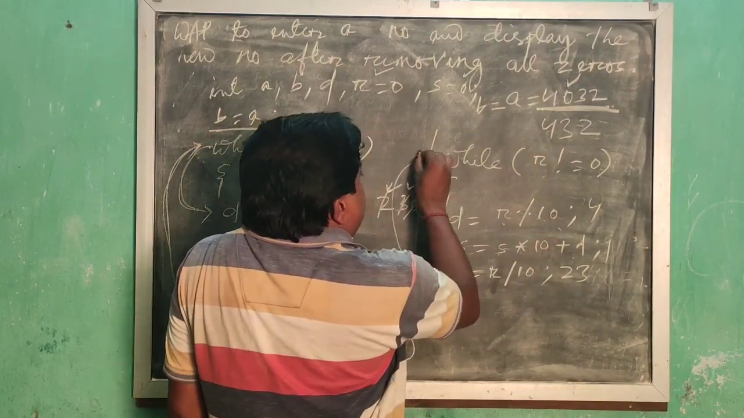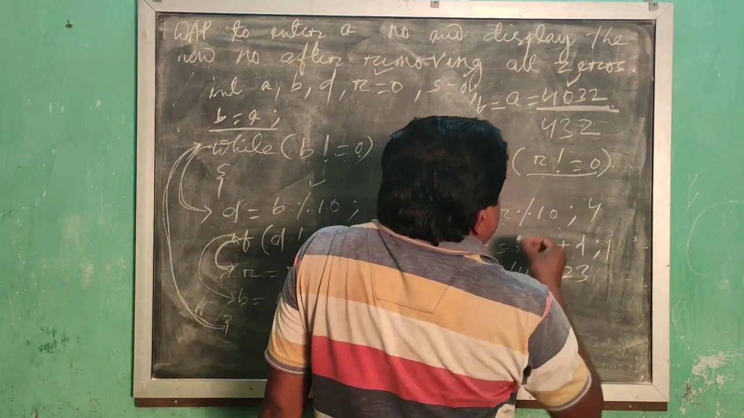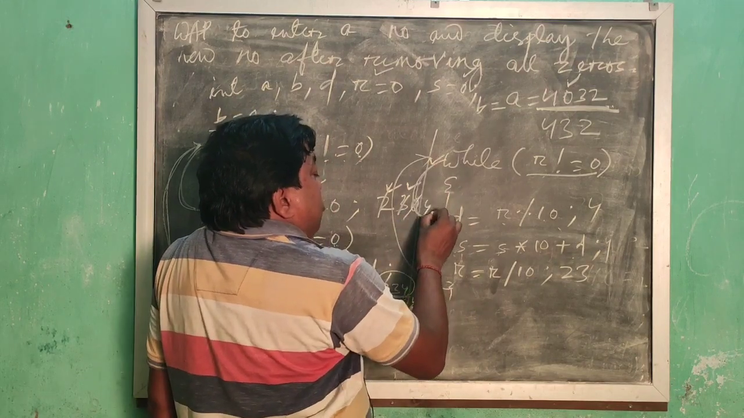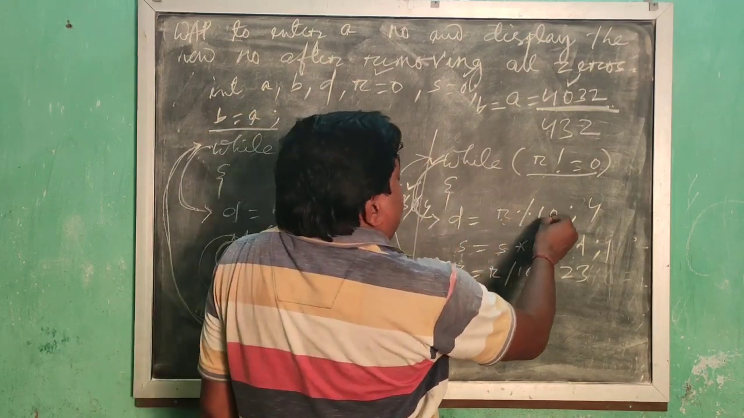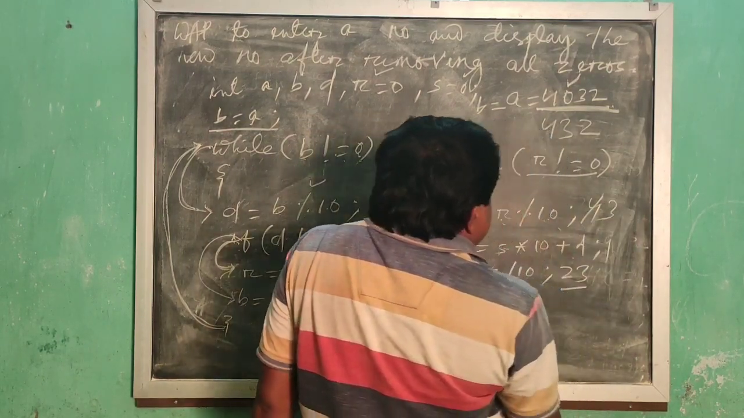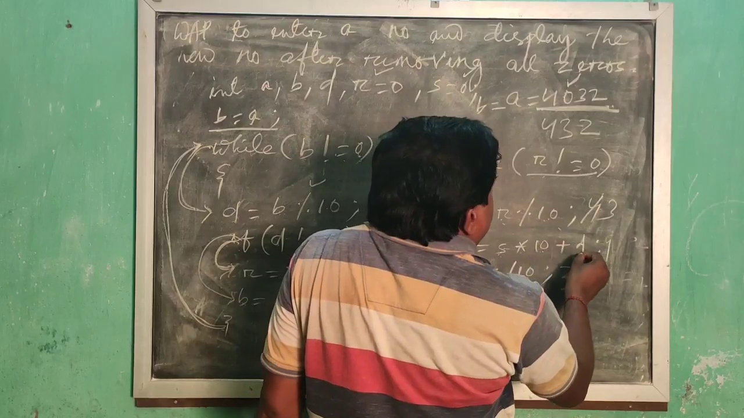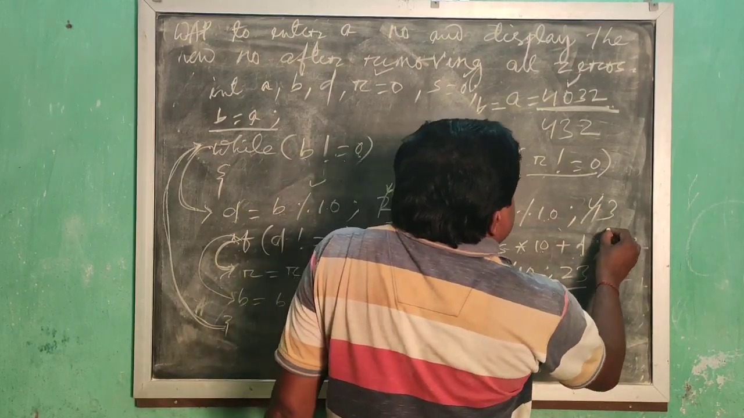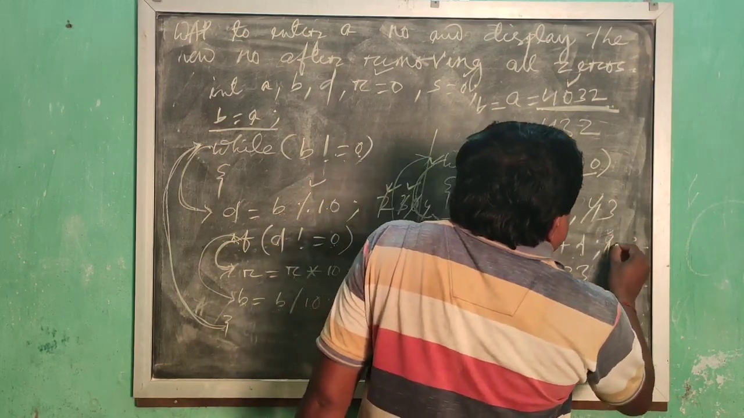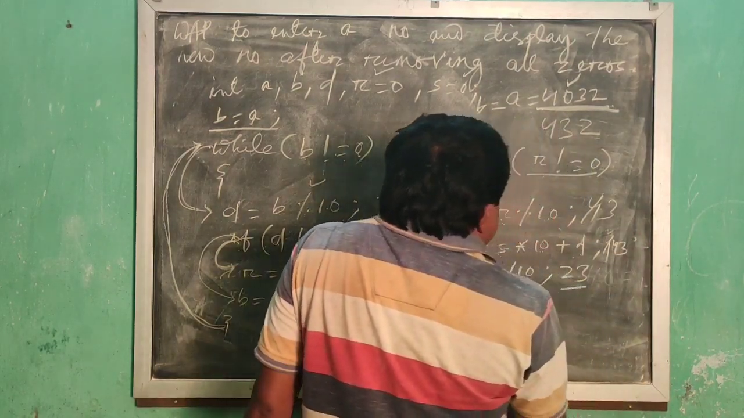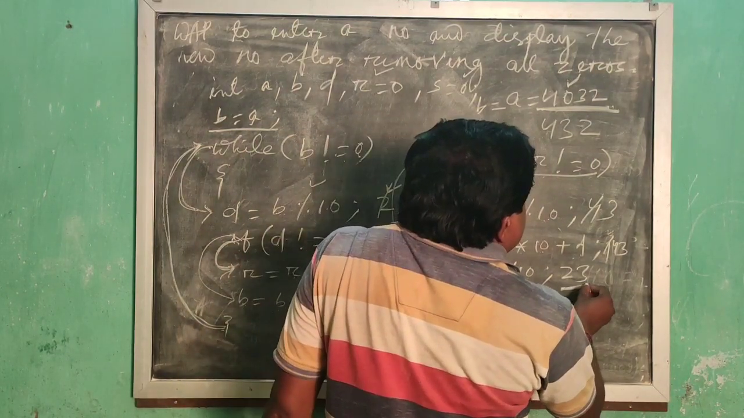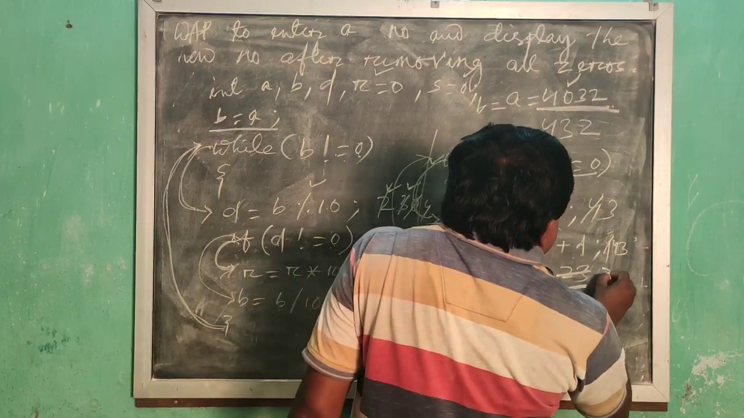Then again it comes back to the while loop and checks the condition while r is not equal to 0. Is it true? Yes. Then again it goes through the loop, means d equal to r modular 10. r was 23, modular 10 means it will be 3. Then s equal to s into 10 plus d. s was 4 into 10, 40 plus d 3, then it will be 43. Then r equal to r divided by 10. r was 23 divided by 10 means it will be 2.